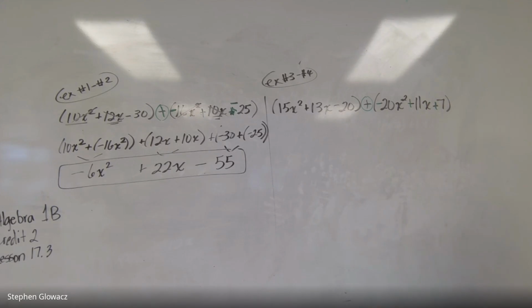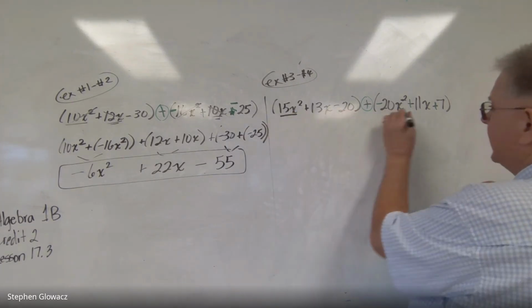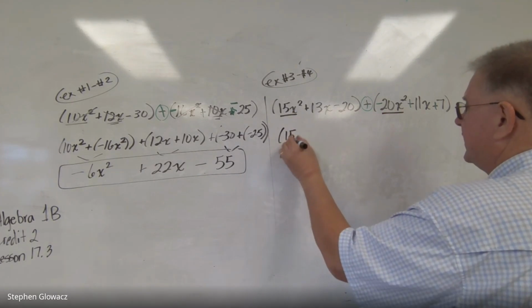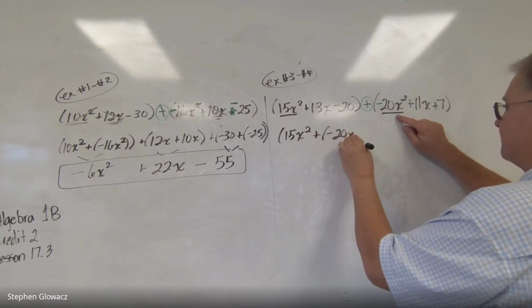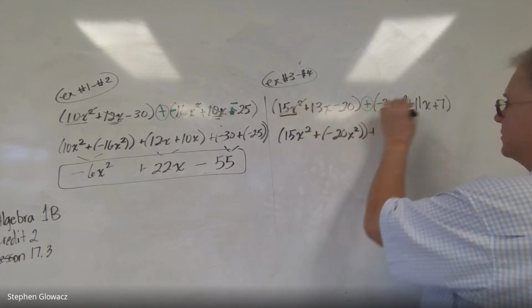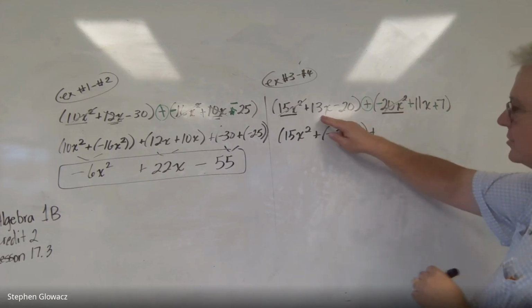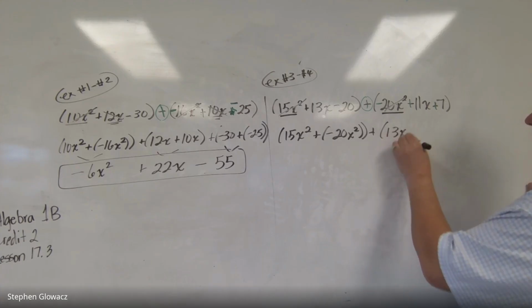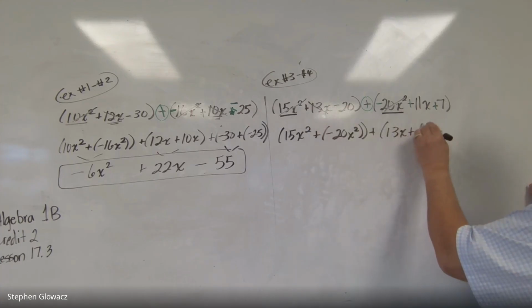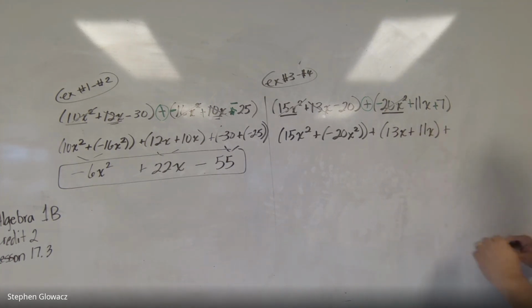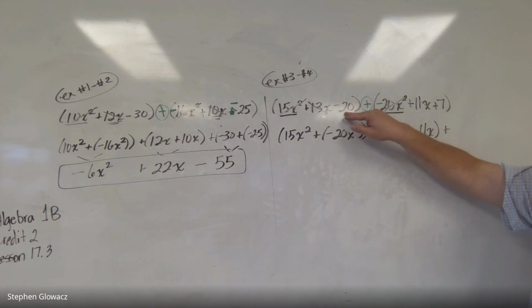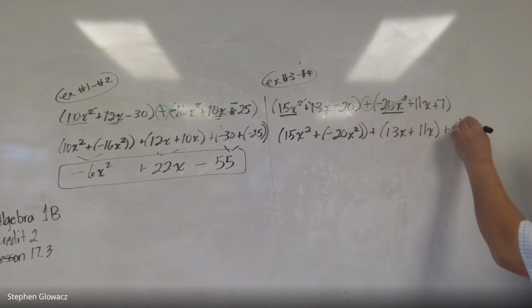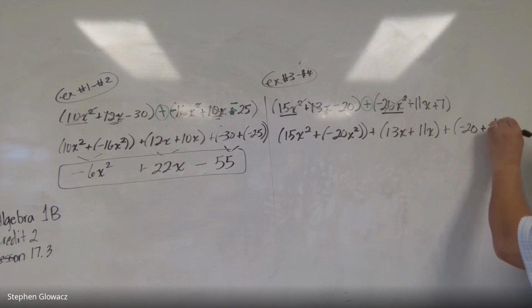All right, so now let's go ahead and group our like terms. We have an x squared here and an x squared here. So we have 15x squared plus a negative 20x squared. We can cross those out again to help us. Next, our x's, we have 13x plus 11x. And we can cross those out. And then the only thing that remains are the constant terms. We have a negative 20 plus a positive 7, or we could just say negative 20 plus 7.